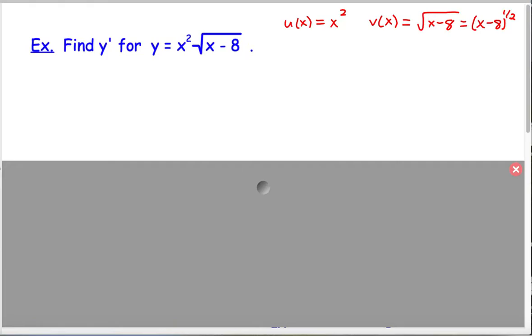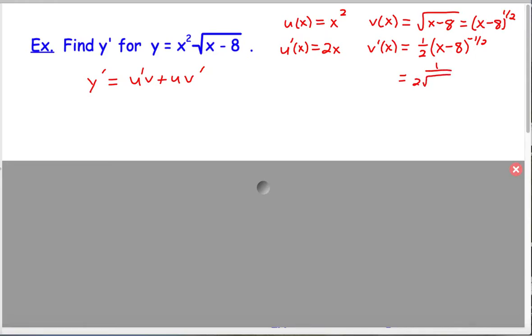Okay, so according to this rule, y prime is going to equal u prime v plus uv prime. You don't really need to write it over on the side, but it might help the first few times you do it. So the derivative of u with respect to x is just going to be 2x. The derivative of v with respect to x is going to be 1/2 x minus 8 to the negative 1/2 power. I'm using the power rule there. Or another way of writing that, we could write it as 1 over 2 times the square root of x minus 8.